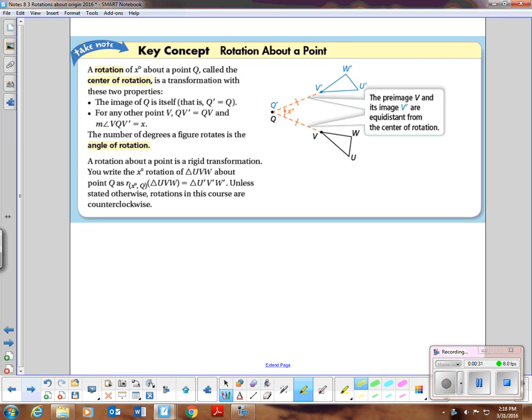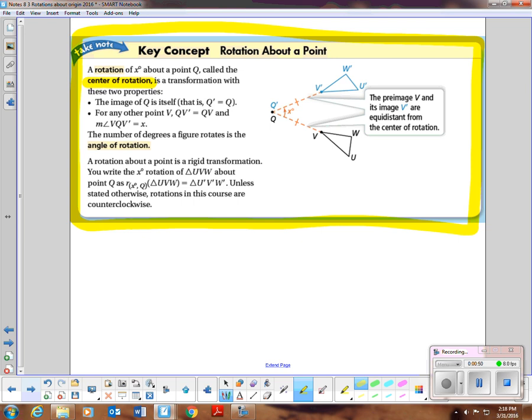All right, also I wanted you to copy down this information. This is the basic information about what a rotation is. And so a rotation is a rotation about a point that's an X number of degrees. That point that you rotate about is called the center of rotation. So that's an important thing there.